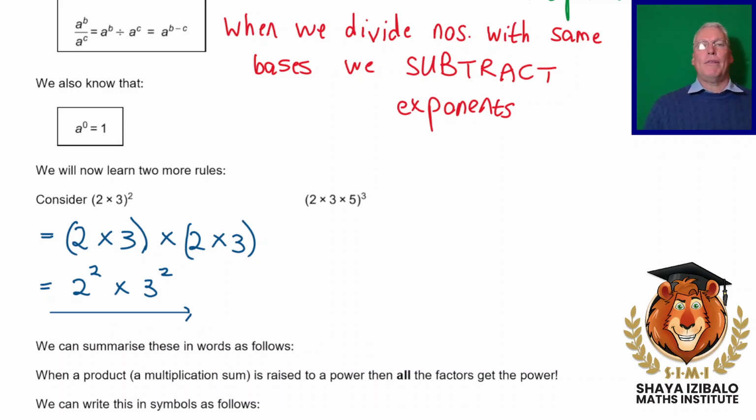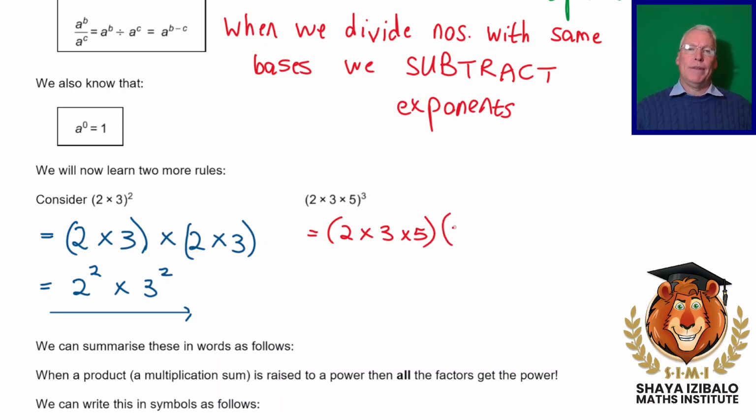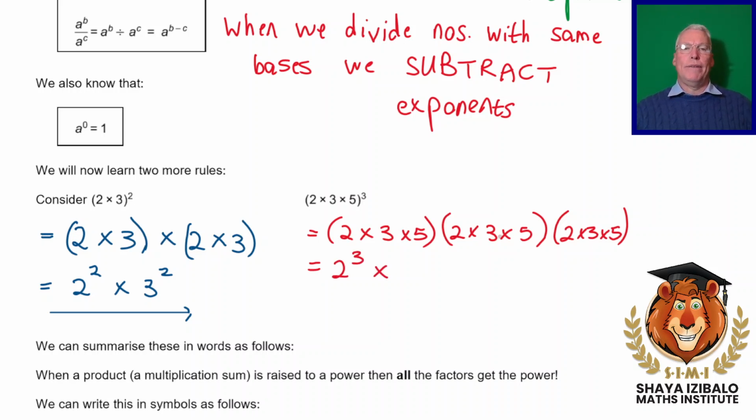This time we've got 2 times 3 times 5, and we're going to cube the result. That means take 2 times 3 times 5, multiply it by itself, and multiply it by itself again. Right, now if we look at what we've got here, we end up with 1, 2, 3 2's multiplying together. 1, 2, 3, 3 3's multiplying together. And 1, 2, 3, 3 5's multiplying together.